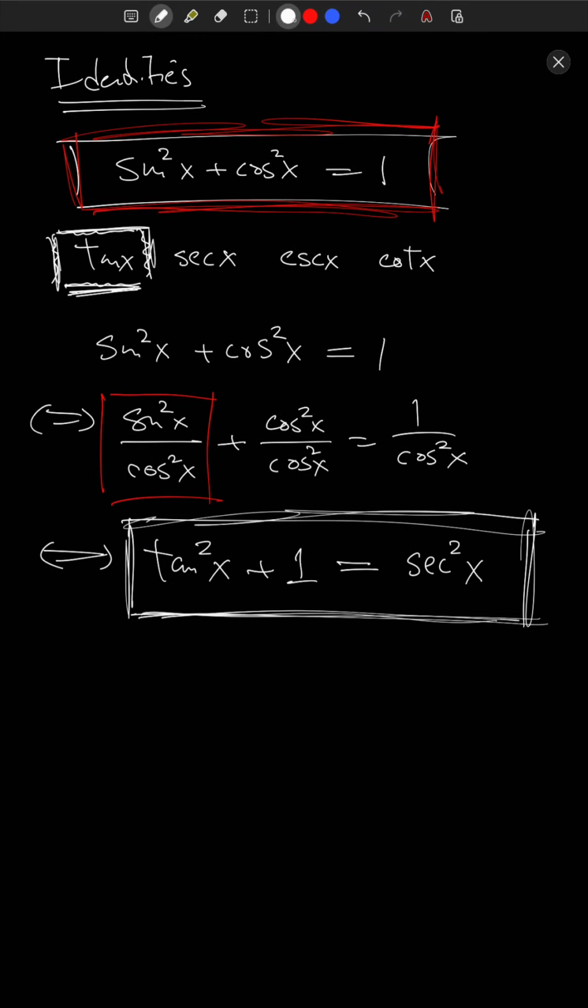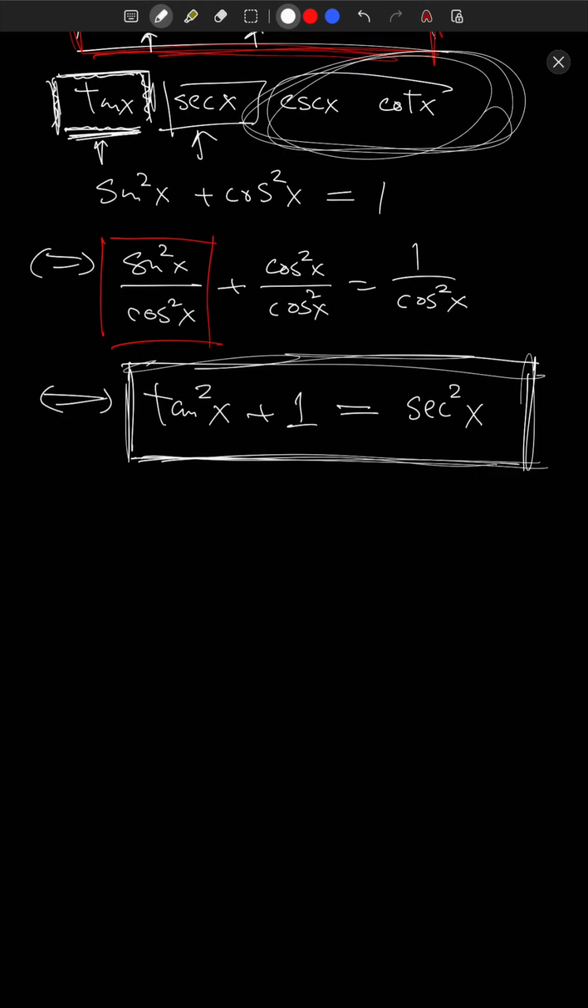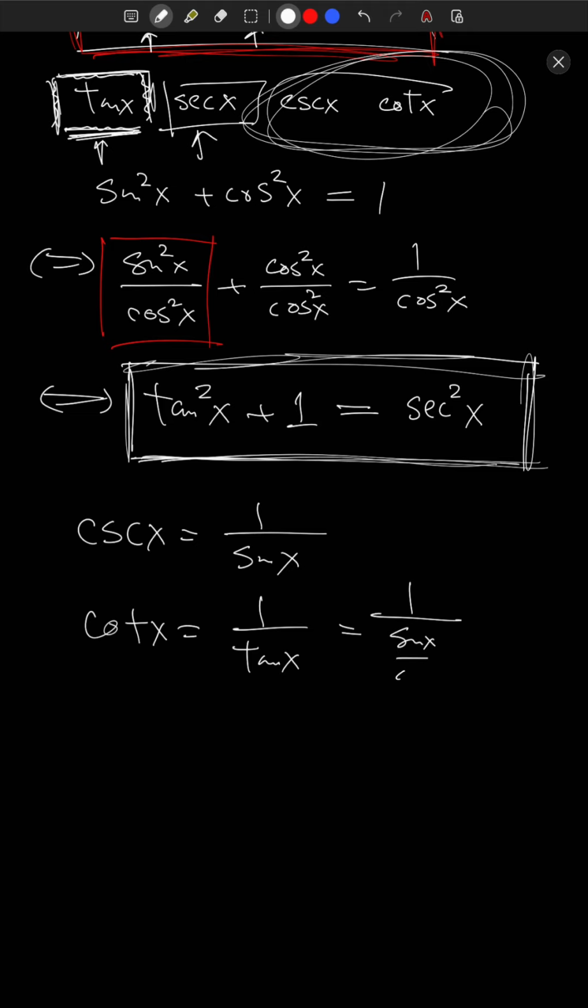Now, of course, we have other ones. We have an identity relating sine and cosine. We now have one relating tangent and secant, right? What about cosecant and cotangent? Well, those are just as easy to get because cosecant of x, we said, was just the same as 1 over sine of x. Cotangent of x was 1 over tangent of x. But if you simplify this, this is 1 over sine of x over cosine of x. And that's equal to cosine of x over sine of x. All right? So actually, you can get an identity relating these two in the same way that we got the identity for tangent and secant.